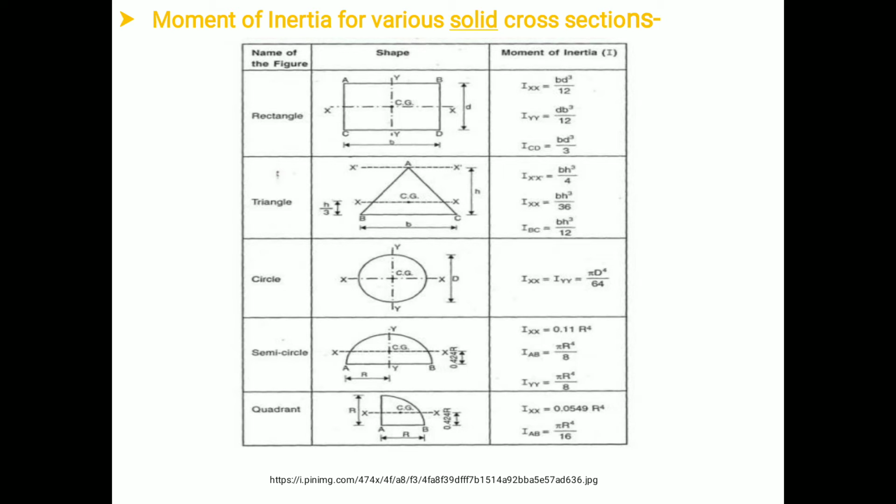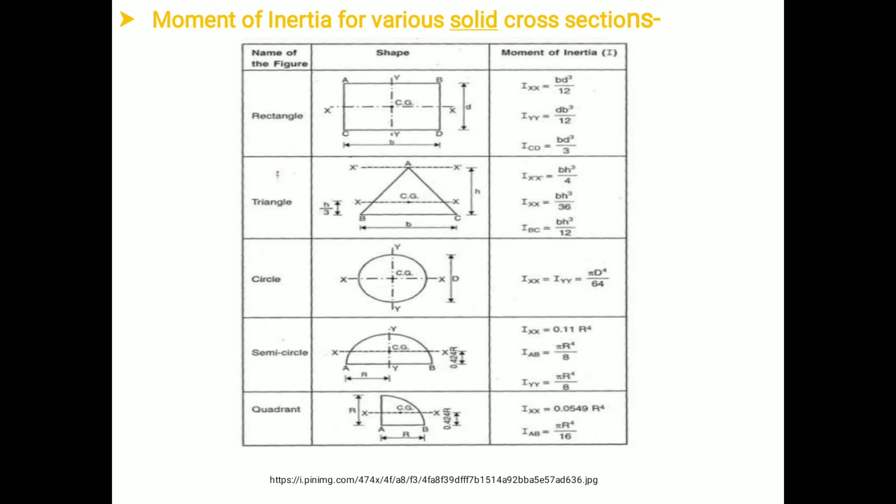Now we will concentrate on the next section of the beam, that is a triangular section. From the figure, consider a triangular section ABC which has a base b and height h. The CG of the triangular section is located at a distance of h by 3 from its base, and from its apex it is at a distance of 2h by 3. Now we will consider the different values of moment of inertia about different axes.